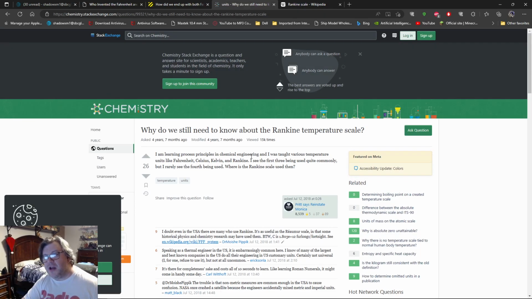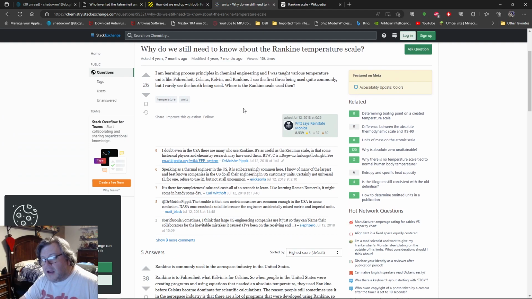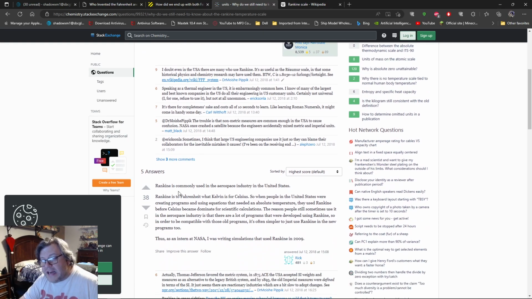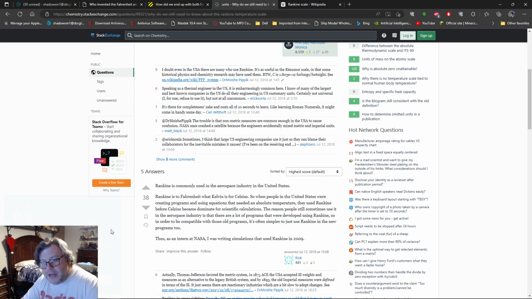All right, one last thing. This is from chemistry.com. Why do we still need to know about the Rankine temperature scale? Rankine is commonly used in the aerospace industry in the United States. I know that's true because our instructor used to work for one of the aerospace companies, which is pretty cool in itself.